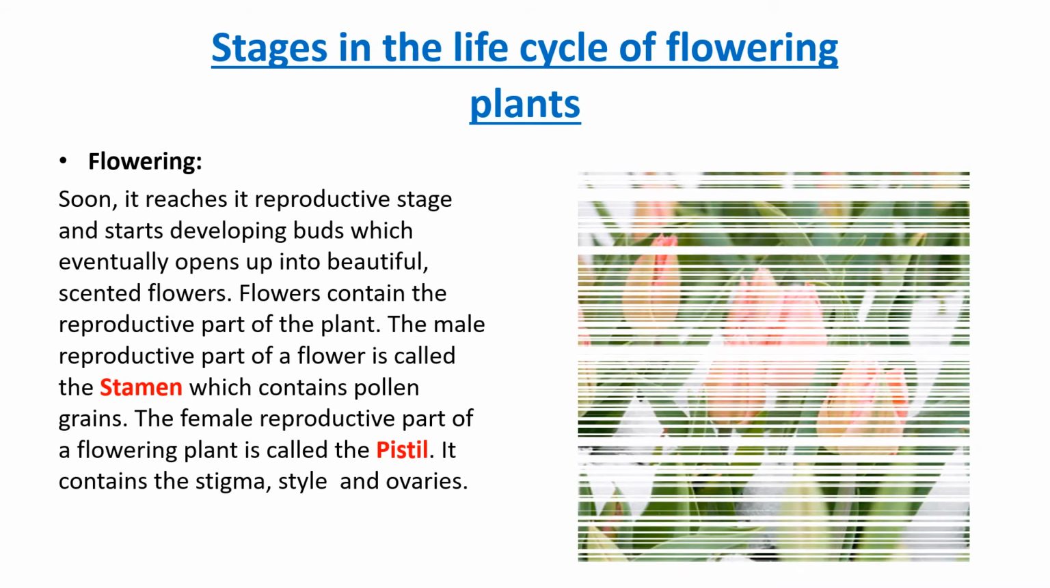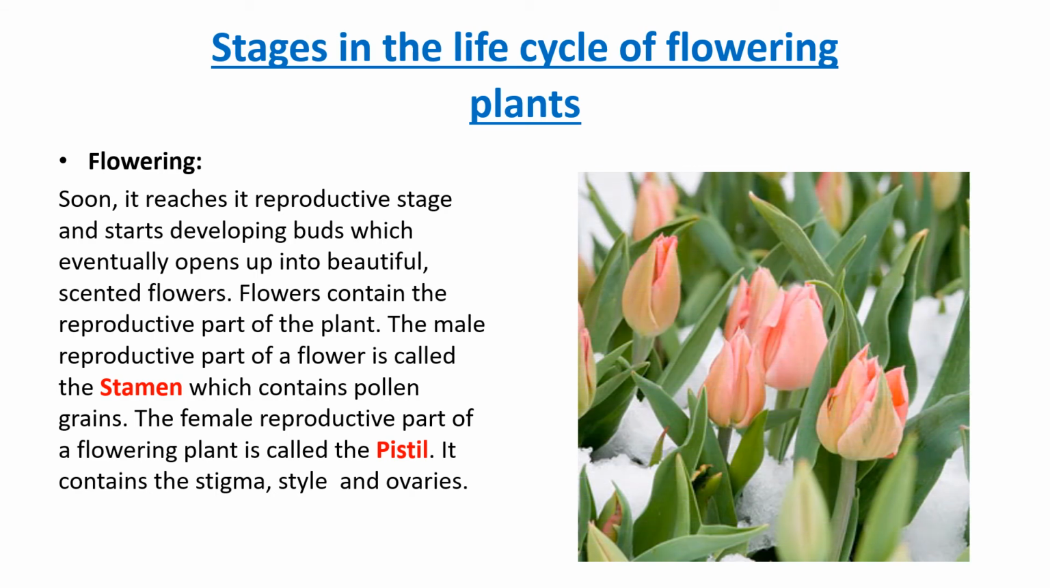Flowering. Soon, the plant reaches its reproductive stage and starts developing buds which eventually open up into beautiful, scented flowers. Flowers contain the reproductive part of the plant. The male reproductive part of a flower is called the stamen, which contains pollen grains. The female reproductive part of a flowering plant is called the pistil. It contains the stigma, style and ovaries.